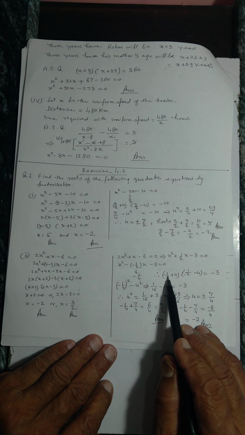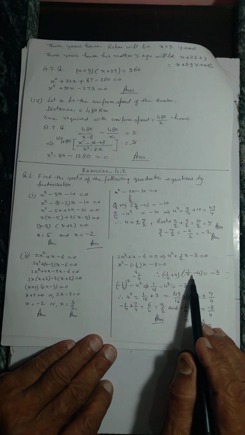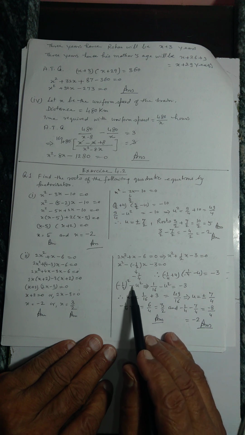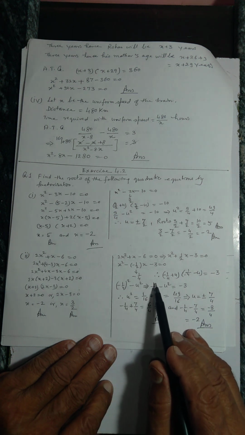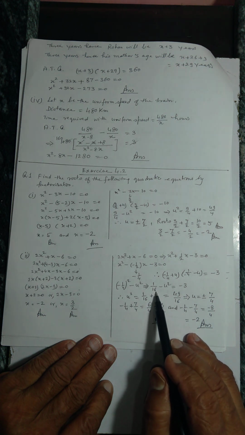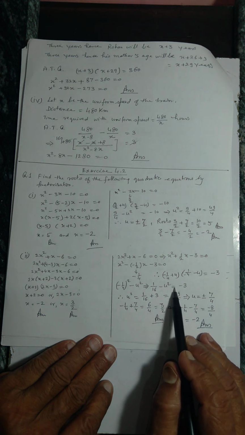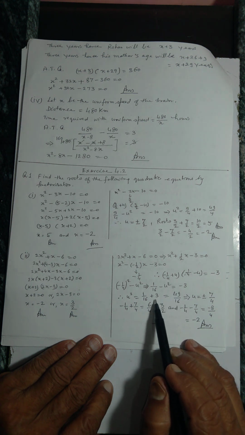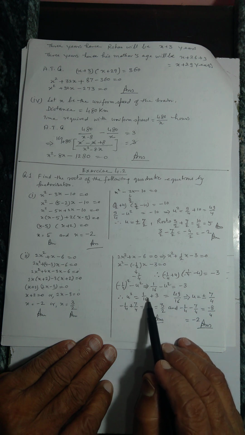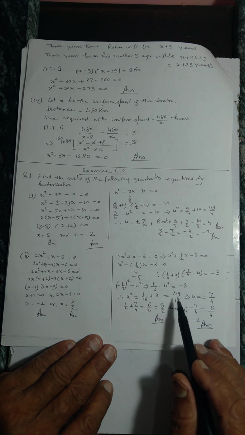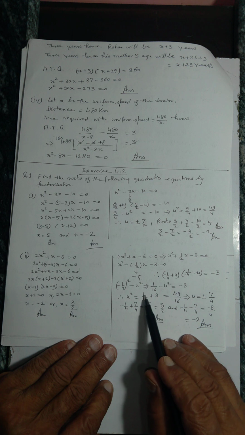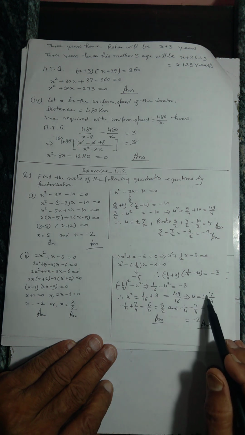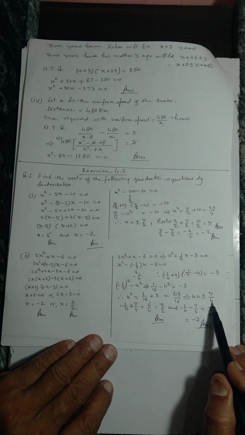Now you see, a plus b, a minus b. You just square it, you will get minus 1 by 4 whole square minus u square. You will get 1 by 16 minus u square is equal to minus 3. Now minus 3 you can take to this side. So you will get u square equal to 1 by 16 plus 3, that is 16 3s are 48 plus 1, 49 by 16. So u will be equal to plus minus 7 by 4.